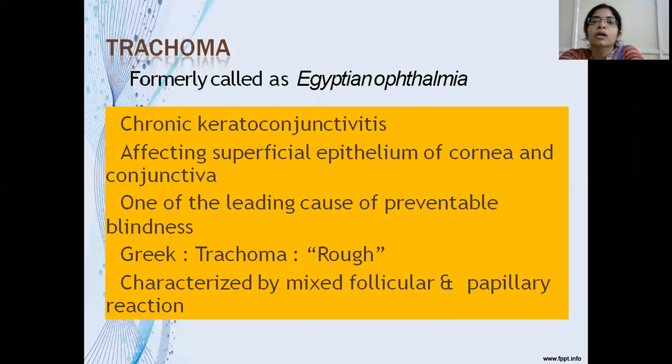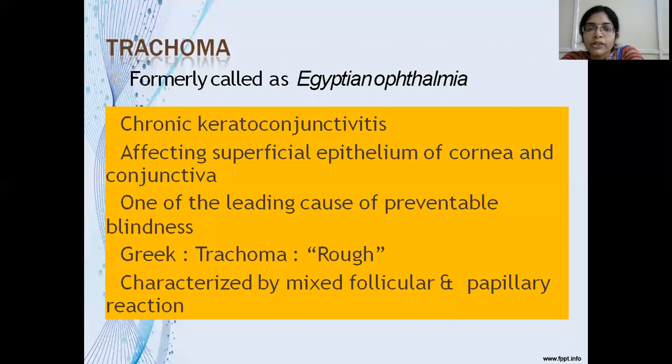Now what is trachoma? If you remember, the word kerato suggests cornea. So this is a chronic keratoconjunctivitis. So it affects the superficial epithelium of the cornea as well as the conjunctiva. Again, just to remind you, kerato is nothing but cornea. Trachoma is one of the leading causes of preventable blindness. Please remember, trachoma accounts for one of the leading causes of blindness, second only to cataract. So it is the second most common cause of blindness.